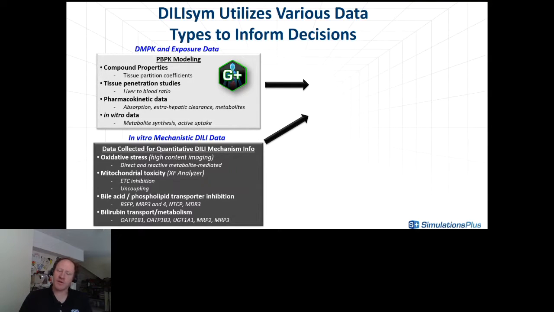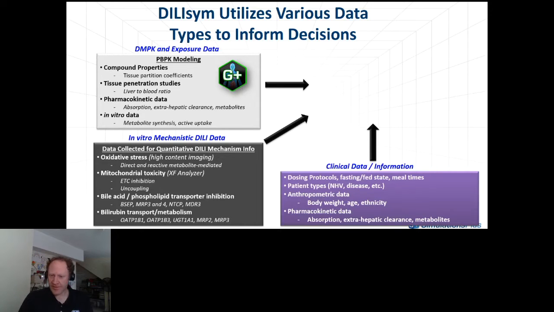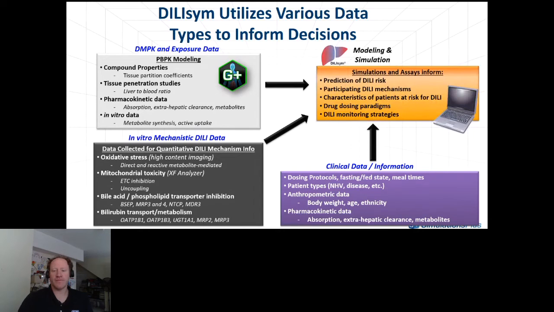Then we take the estimates of exposure from GastroPlus PK modeling, and of course, y'all know what goes into GastroPlus, whether it's something as simple as the structure, or something beyond that, to where we have clinical PK data, in vitro microsomal data, etc. Further, if there's any clinical data, for example, we know the dosing protocols, we know the patient types, whether it's normal healthy volunteers or a particular disease state, and so on. That of course gets all plugged into our software. We spit out a prediction of DILI risk, mechanistic understanding of what's going on if there is a DILI signal from the software, and potentially able to characterize which patients might be more at risk for DILI.